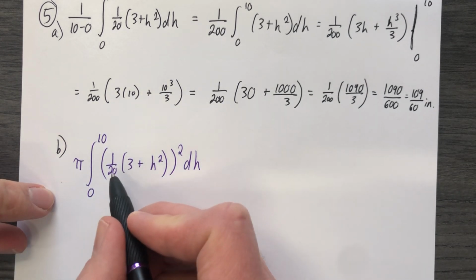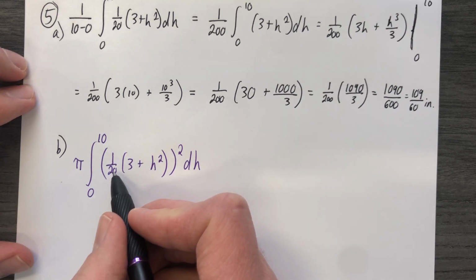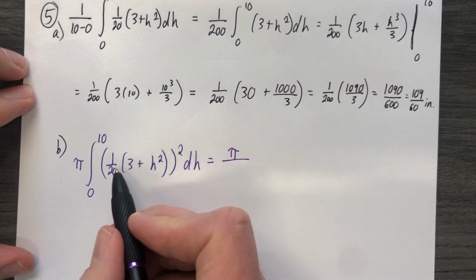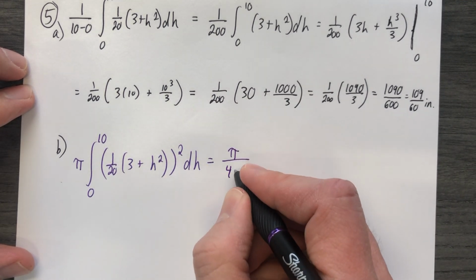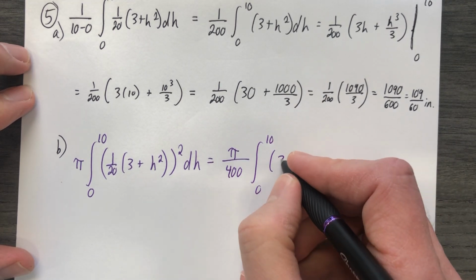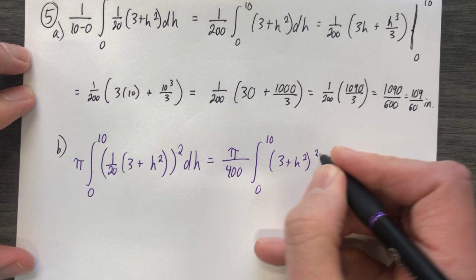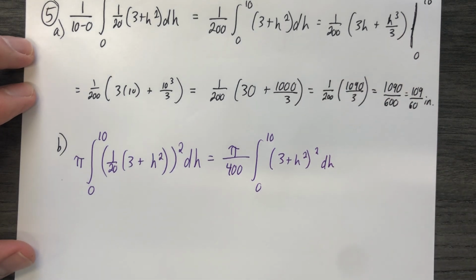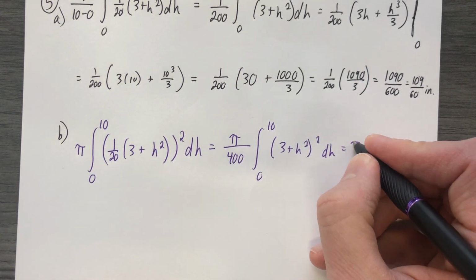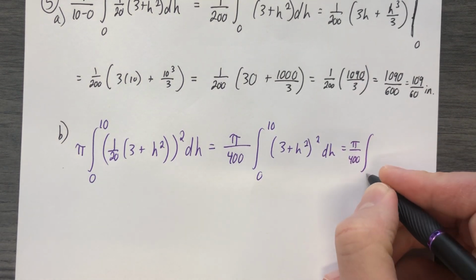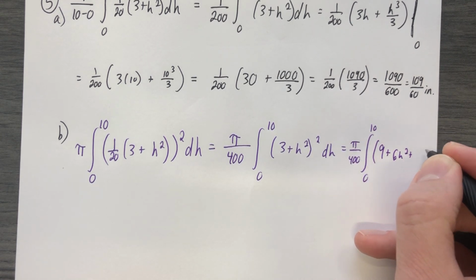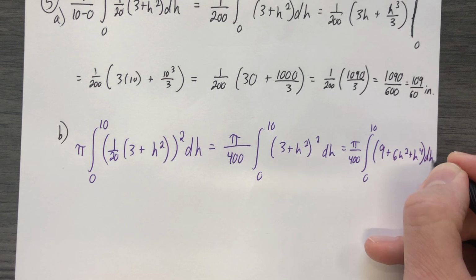First of all, let's square the 1 over 20, and that makes it 1 over 400, and you can just factor that out. Do you have to do that first? No, but I like to. So 20 squared is 400. That gives us 400 in the denominator. It is outside. 0 to 10, and then we're going to have 3 plus h squared, squared. Now you could use, I was about to say you can use u substitution. You can't here. We have no choice but to really FOIL this out. So let's do that. So pi over 400, 9 plus 6h squared plus h to the 4th dh, that's what we're dealing with.